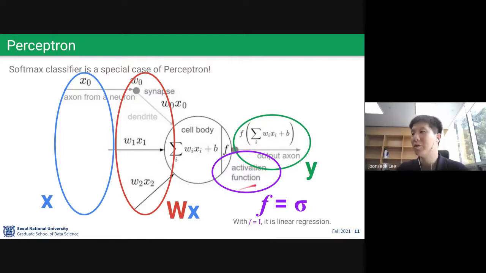Or if we do linear regression, instead of the sigma, we have the identity function, which means it doesn't do anything. Then that is equivalent to linear regression, which most of you are already familiar with. So the perceptron is actually nothing but weighted inputs, based on the weights we have already learned. And then we activate it with some nonlinear function, and we just fire that. So this is the simplest neural network, which corresponds to one neuron in the human body.